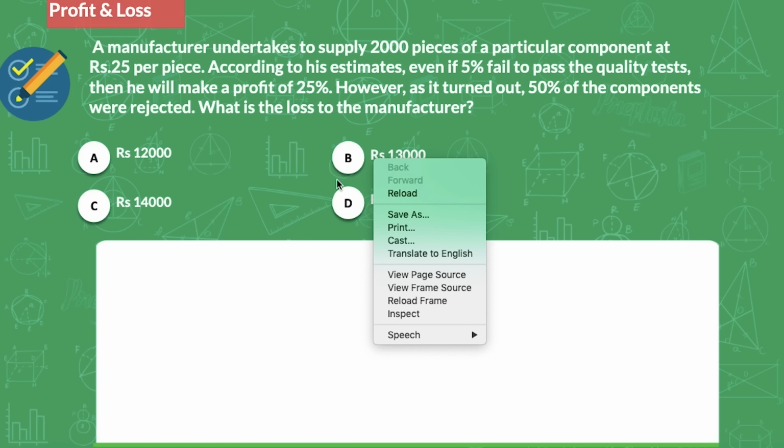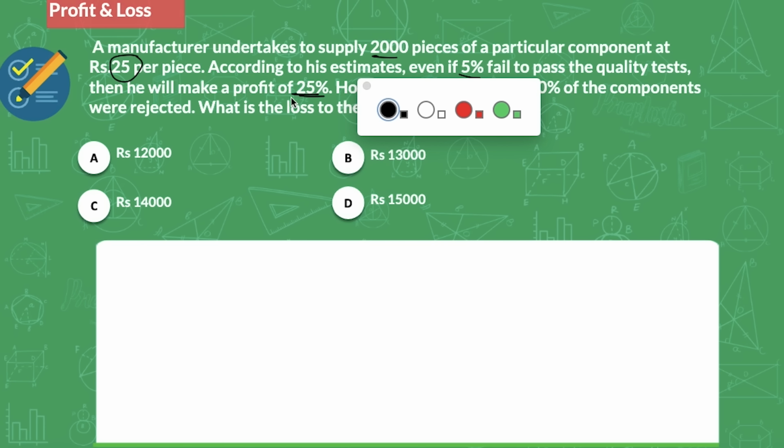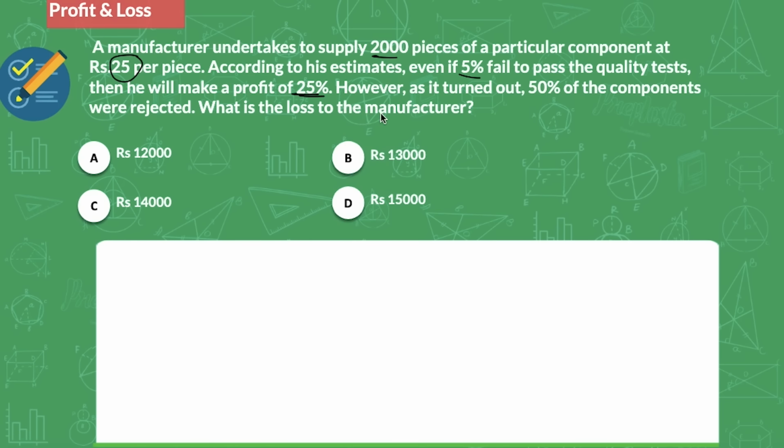Okay. So let's first start with the first case scenario here. Out of 2000 pieces, if 5% fail and if he's selling them for 25 per piece, he's making a profit of 25%. So let's see the selling price in this case. We can calculate the selling price from here, right? So let's calculate the selling price and then we'll calculate the cost price for the items. To find a loss or a profit, we always need the cost price and the selling price. That's all we need.